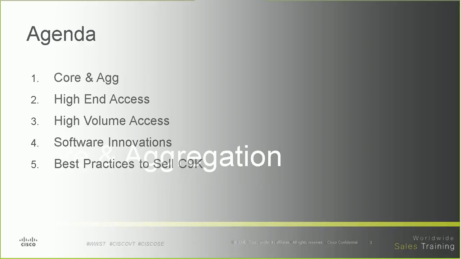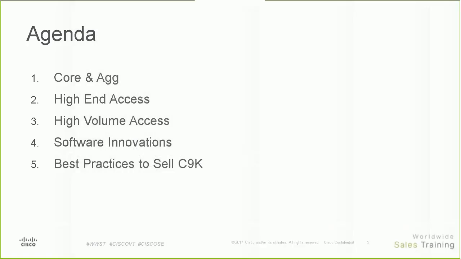All the way. So let's start with the agenda. Core and aggregation, high-end access. We will see what we mean with high-end access, high-volume access, software innovation, and best practice to sell 9Ks at the end. As always, there is much more content than I can cover in 60 minutes.